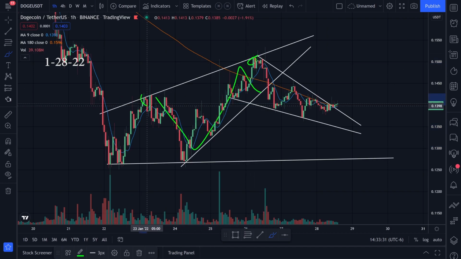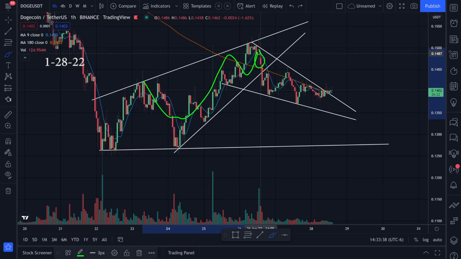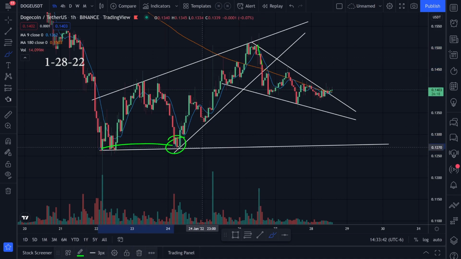We had resistance, resistance, support, support, support. I was watching this triangle pattern going like this. We broke that going to the downside. Ever since then, I was actually looking at this bottom down here. This one is sitting at around 0.127.